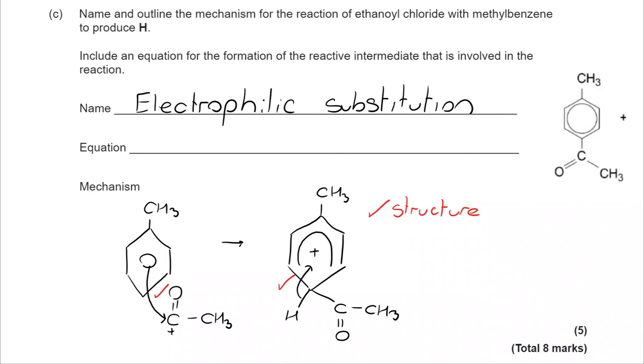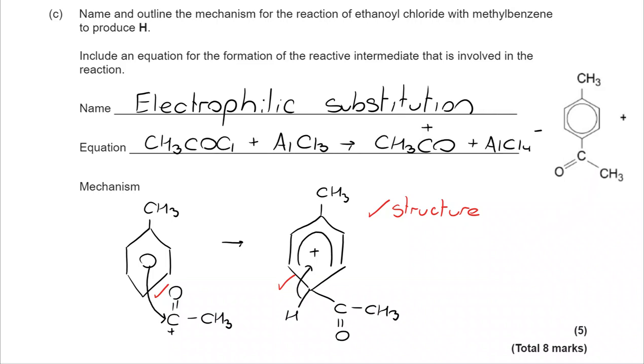So in terms of the name of the mechanism, well, it's electrophilic. The COCH3 plus with its positive charge is going to attack the very electron-rich delocalized ring. So it's electrophilic, and because we actually had an H and we've replaced it with a COCH3, that means it's substitution. So it's always worth trying to reason out the name of the mechanism rather than simply trying to learn the name.